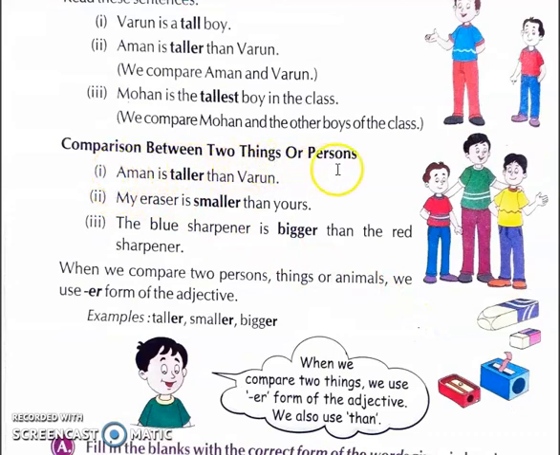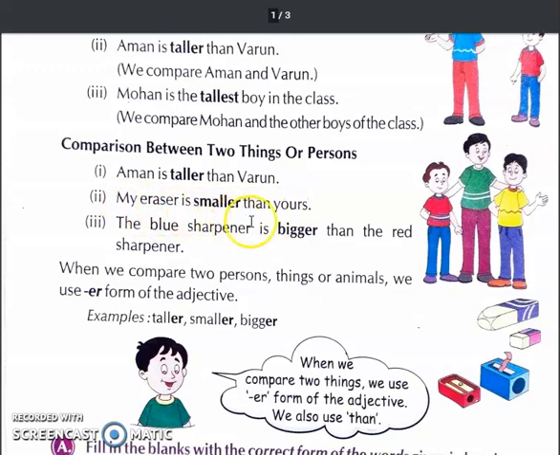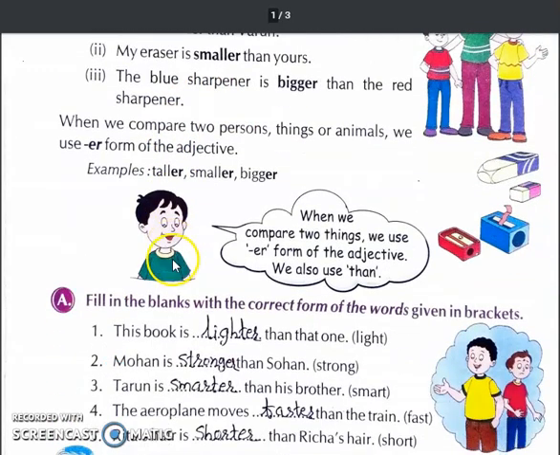Comparison between two things or persons. Aman is taller than Varun. अमन वरुण से टॉलर है. My eraser is smaller than yours. If we compare our eraser with our friend, then we will say my eraser is smaller than yours. The blue sharpener is bigger than the red sharpener. So this is the comparison between two sharpeners, that blue sharpener is bigger than red sharpener.